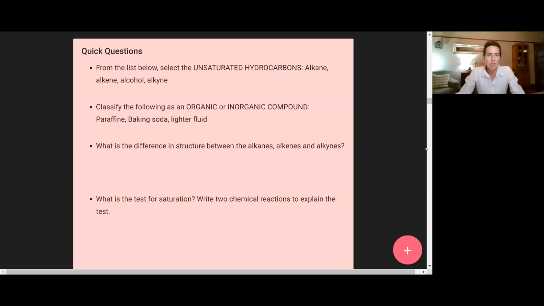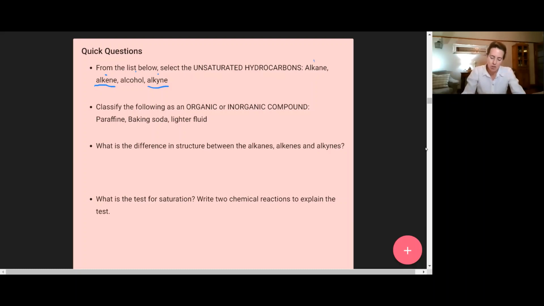Let us look at some questions. Number 1 asks, from the list below or alongside, select the unsaturated hydrocarbons. You're given an alkane, an alkene, an alcohol, and an alkyne. Of course, the unsaturated carbon will have double bonds or triple bonds between its carbon atoms, and those would be an alkene and an alkyne.